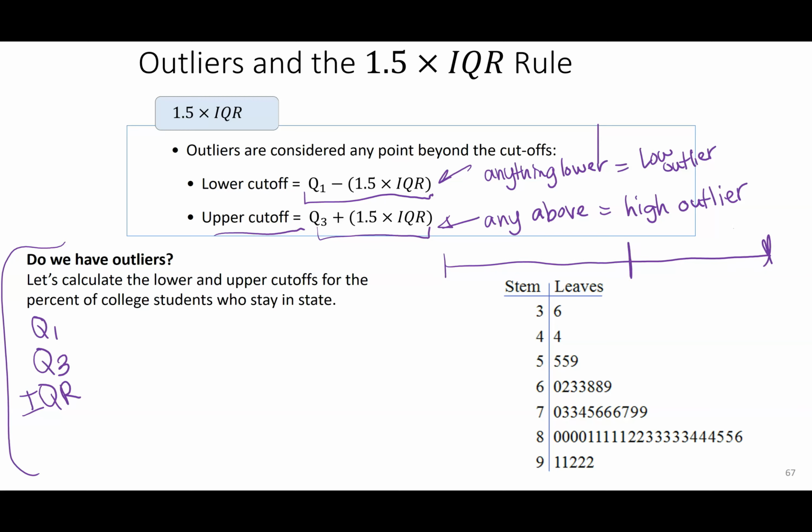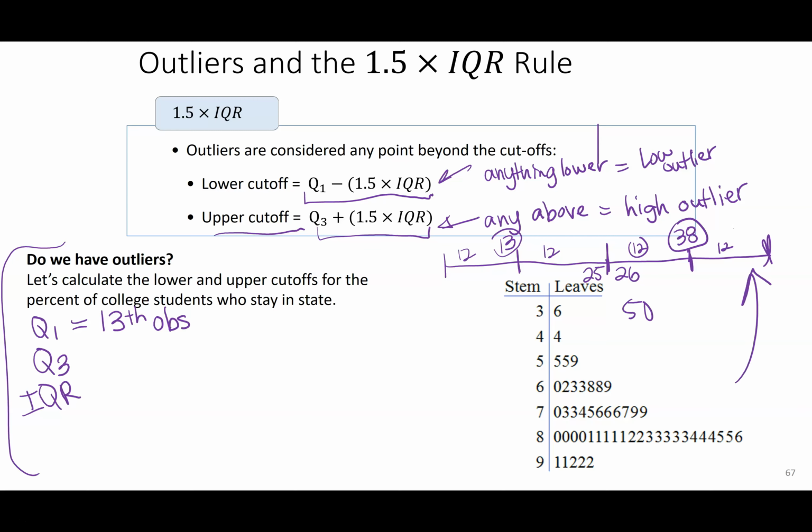So for me, I'm really visual, so I like to lay all of this out. If I have 50 observations, this is my 25th, this is my 26th. This is going to be my 13th, so I'll have 12 observations here, 12 here. And then my 38th. Obviously, you are welcome to check, but I'll have 12 here, 12 here. So my first quartile is going to be my 13th observation.